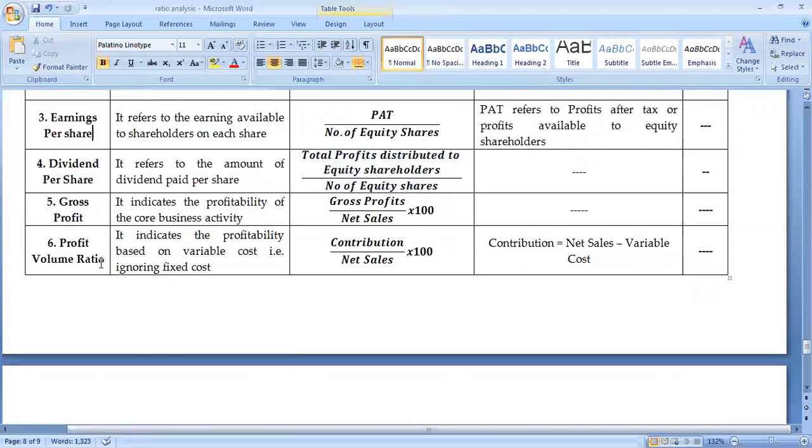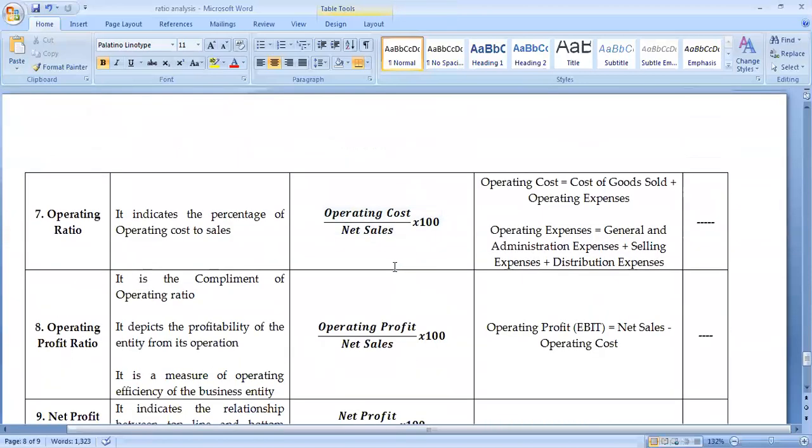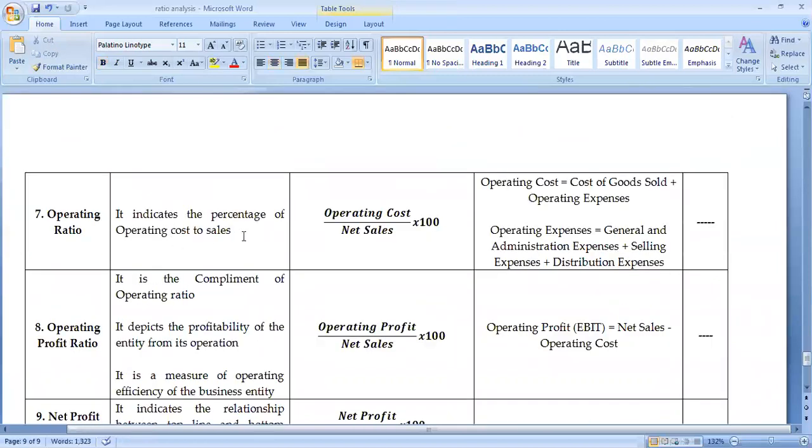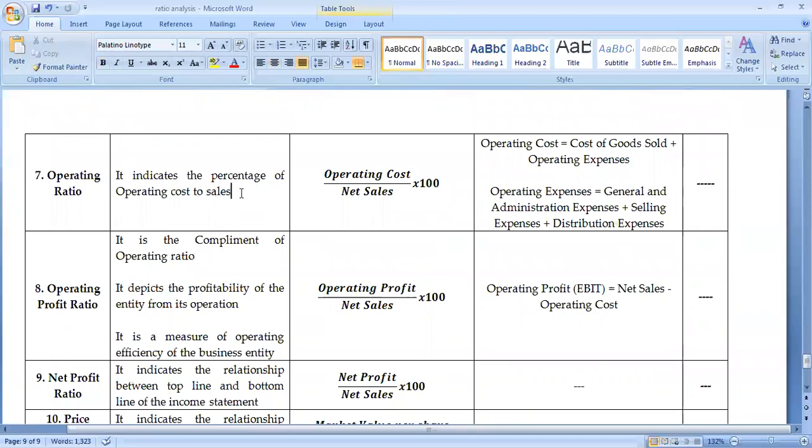Again, the profit volume ratio, PVR ratio, which you have learnt in your marginal costing. So PVR ratio is nothing but contribution divided by net sales, multiplied by 100, ignoring the fixed assets. It is not going to consider the fixed assets because sales minus variable cost gives you the contribution. For that reason, the PV ratio doesn't consider the fixed assets. Profit volume ratio. Volume indicates the sales. Clear?